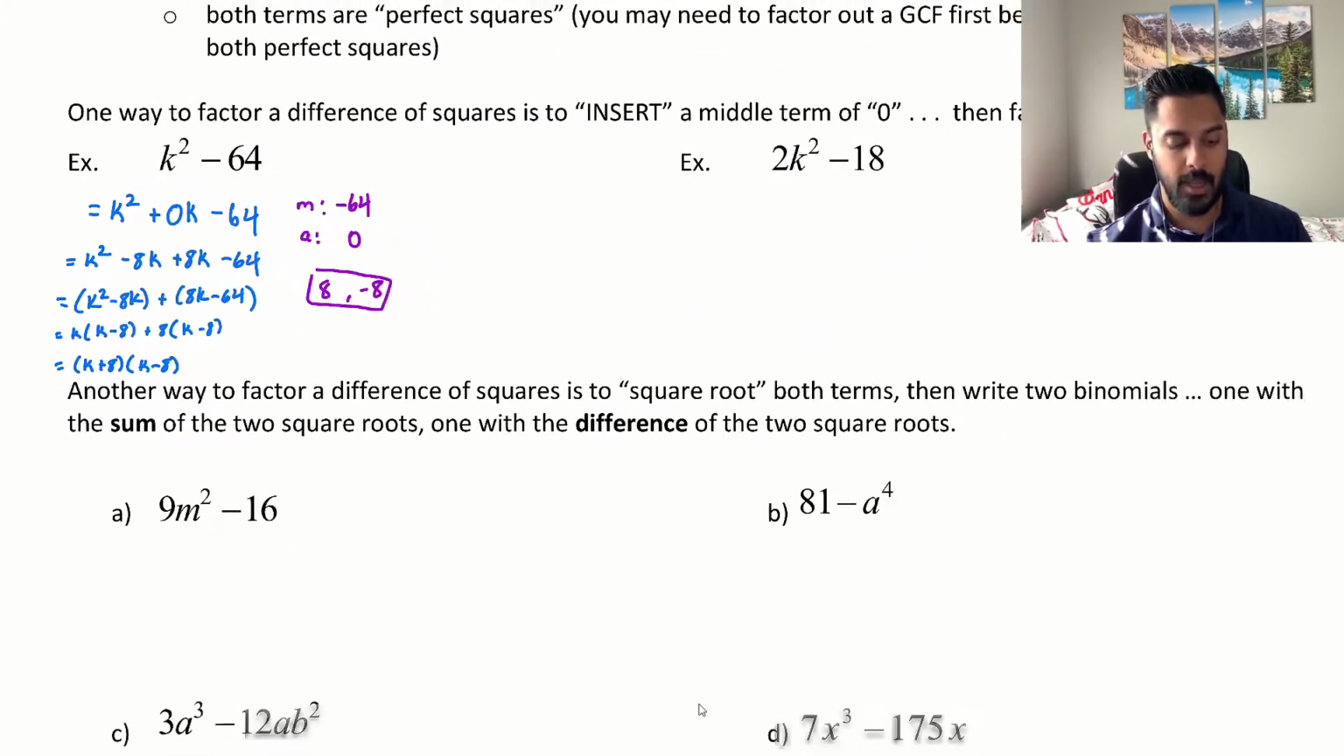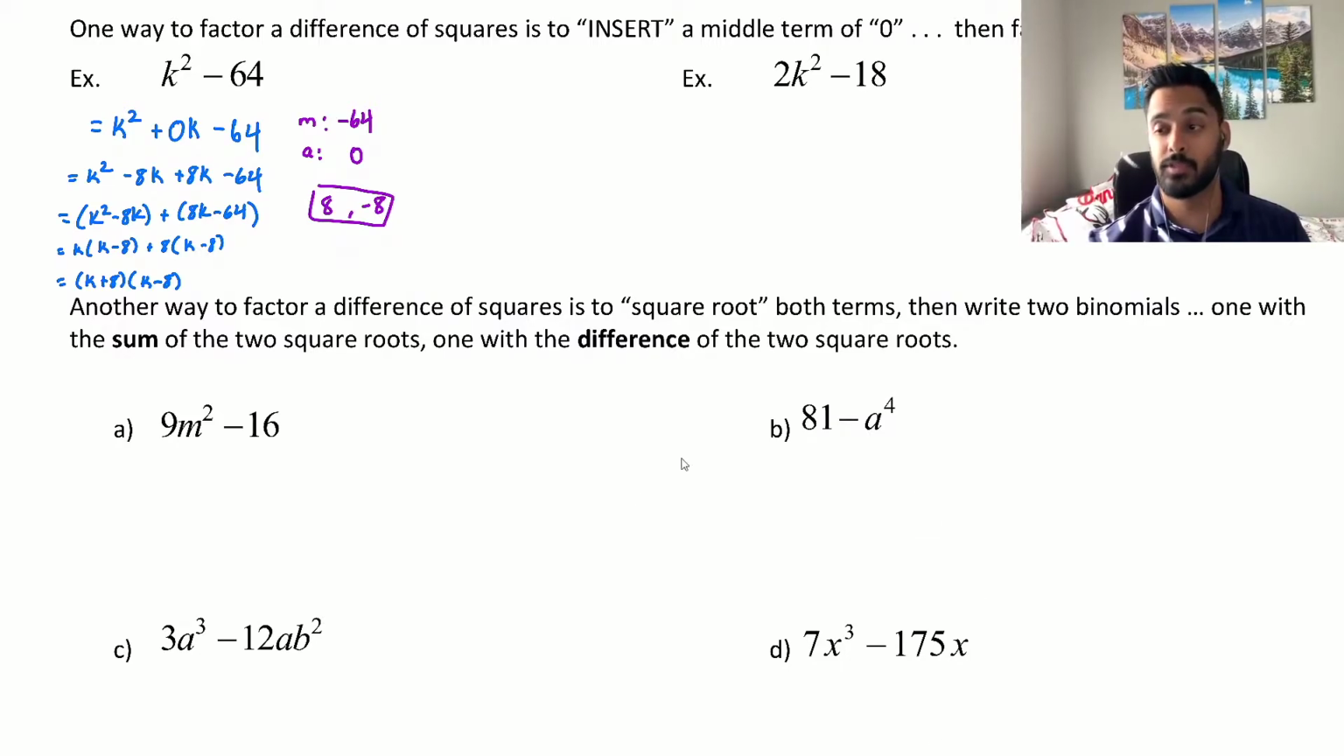So again, just remember, as always, in that description box, you will get the full solution key. So you can try this one out, the 2k squared minus 18.